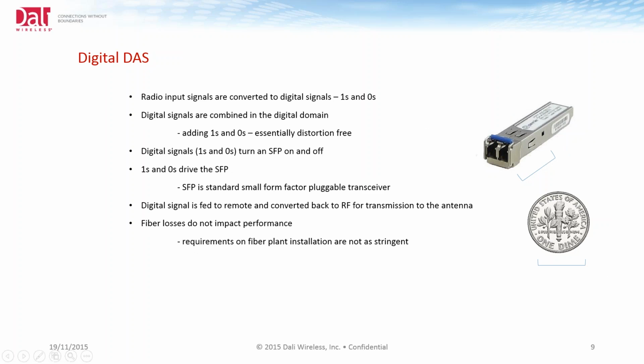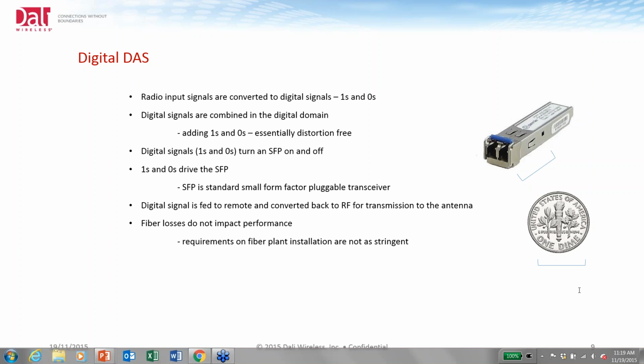The digital signals, the ones and zeros, turn an SFP on and off. An SFP is, in our case, a standard small form factor pluggable transceiver. And you can see the picture of the device here along with a dime to give you some idea of the size. It is a very small device, about the size of your small finger. It's a standard device, very commonly used in data communication. There are now devices available specifically for CPRI, optimized for CPRI data rates. But once again, it's a standard device, been around for a long time, and it provides, in our case, two wavelengths over a single fiber, WDM. It can be in a duplex mode where you have two wavelengths over two fibers, but we use a single fiber. This digital signal is fed to the remote, converted back to RF for transmission to the antenna.